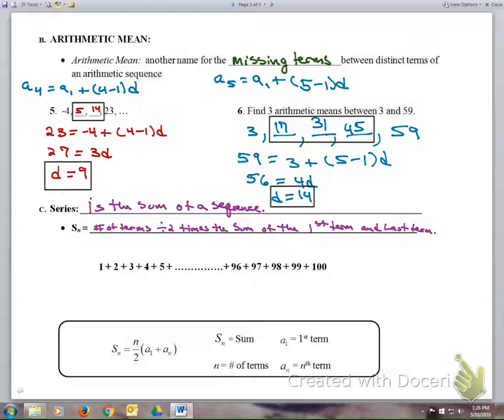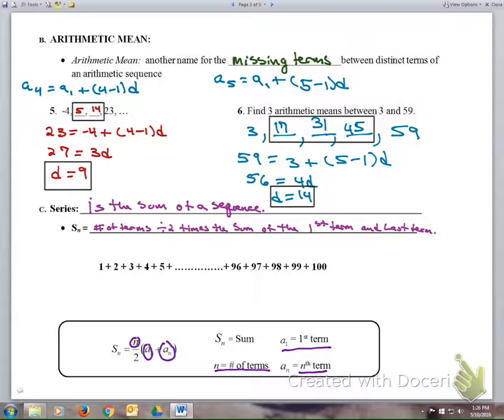So you can see below that there is the formula for it. n is the number of terms. So that's what this n represents right there, the number of terms. And a sub 1 represents the first term, and a sub n represents the nth term.